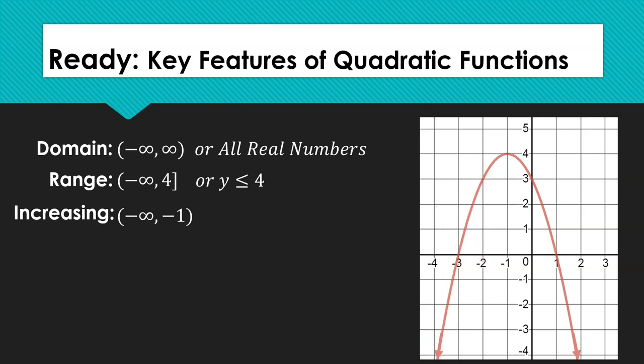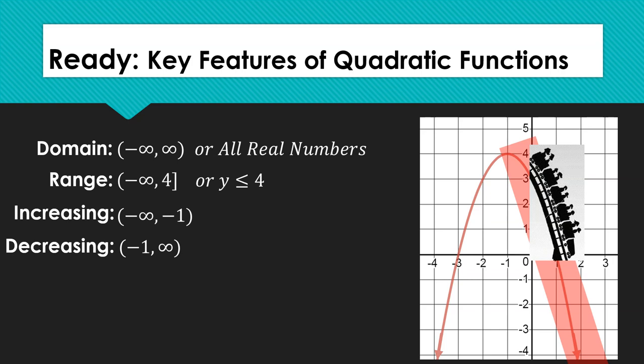The interval of decreasing is the domain, or x values, of the function where its value is getting smaller. In this example, the function is decreasing from negative 1 to infinity.